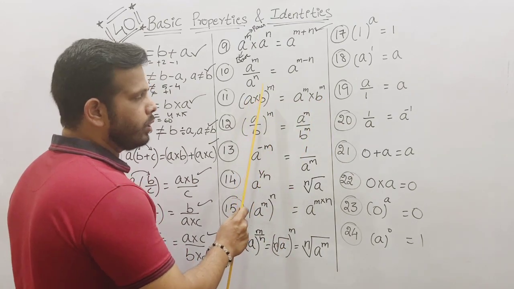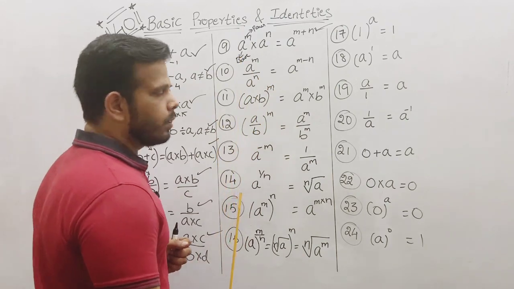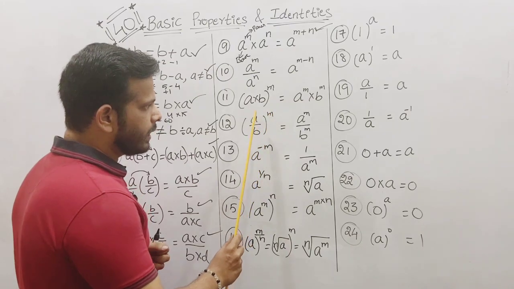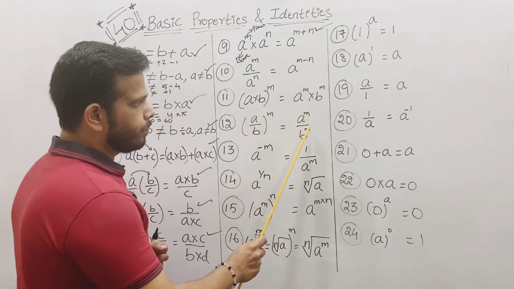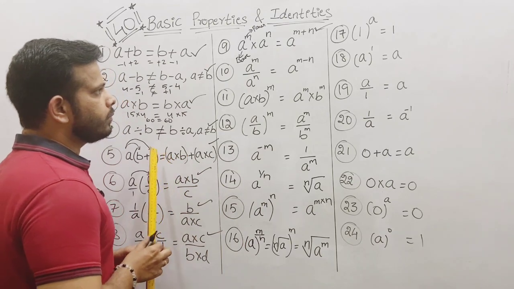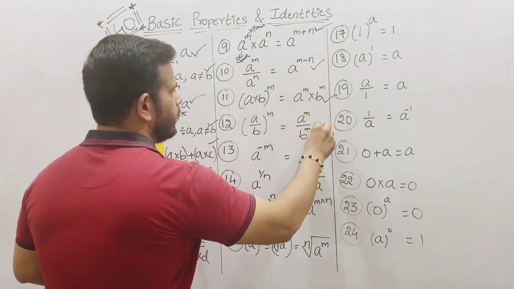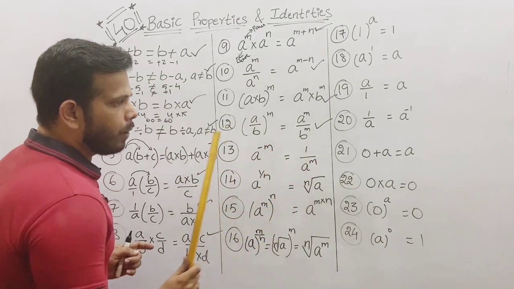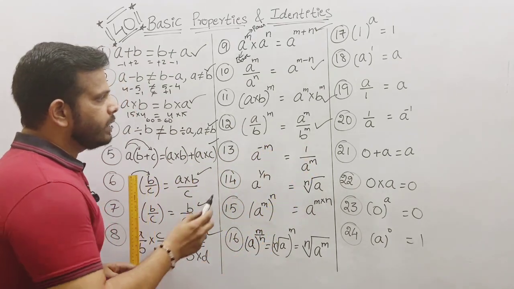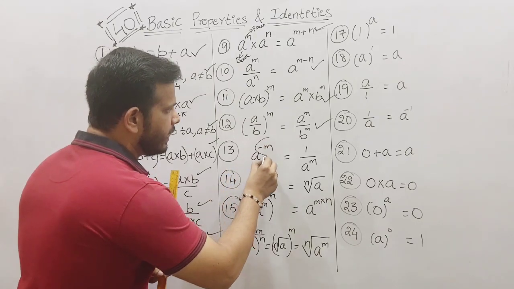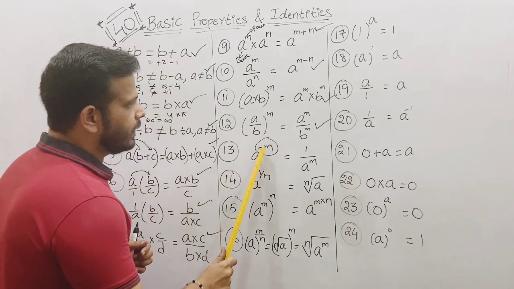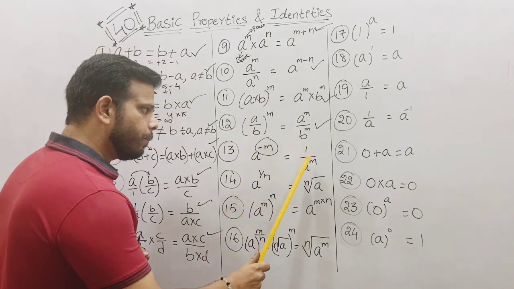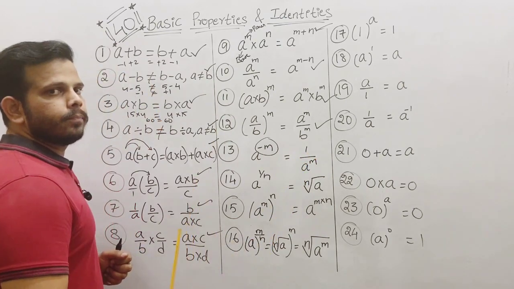If it is a multiplication and there is a common power, (a by b) whole power m, here the m goes to numerator and denominator. Next, a power minus m is 1 by a power m. If there is a negative symbol in the power, then that number becomes reciprocal along with carrying the power.